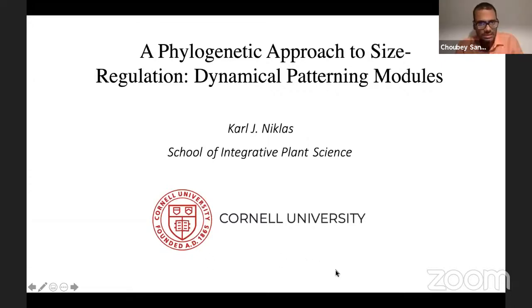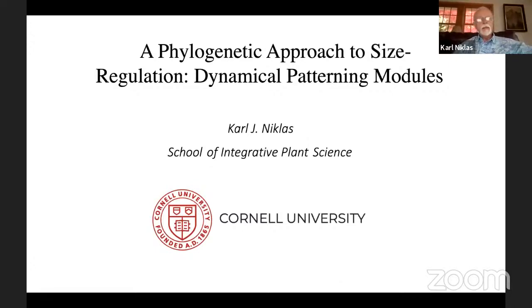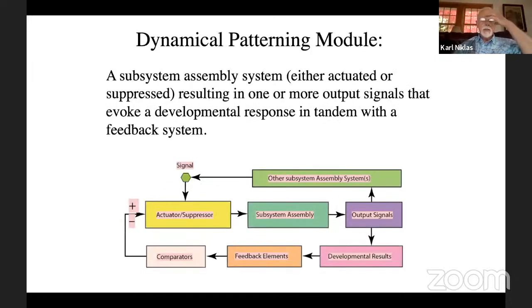Okay, good. So the title of my presentation is a phylogenetic approach to how size can be regulated across different kinds of organisms. And I want to introduce a concept called the dynamical pattern module concept. And that is loosely defined as any kind of subsystem or assembly system that's either actuated or suppressed, resulting in one or more output signals that evoke a developmental response in tandem with the feedback system.